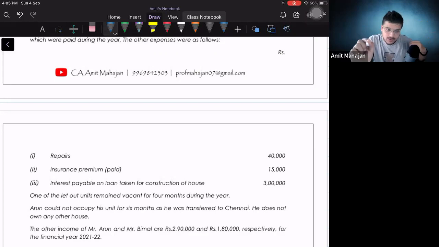सो फॉर दैट वन प्रॉपर्टी जो वेकेंट है, we will have to consider कि if I don't give the property on rent, then what will be the case? If I give the property on rent for these 2 months, what will be the case? सिचुएशन कैसे करना है हम लोग सब देखेंगे, डोंट वरी. Arun could not occupy his unit for 6 months as he was transferred to Chennai. He does not own any other house.